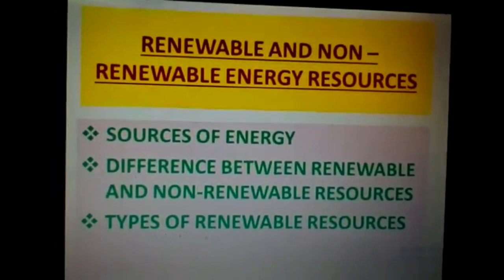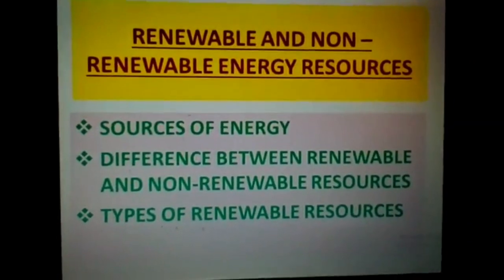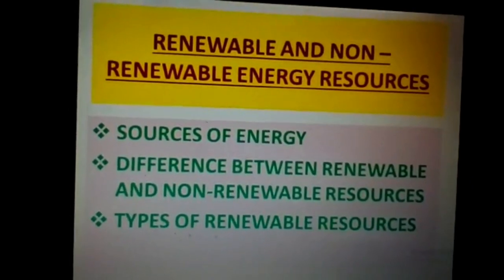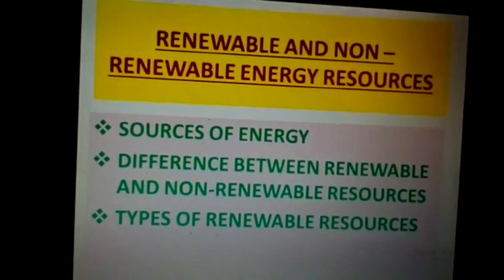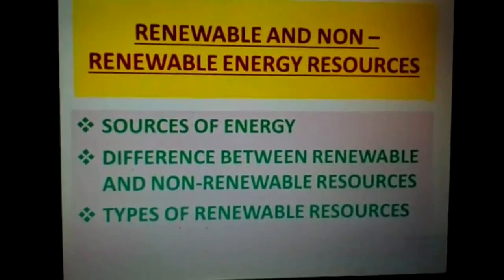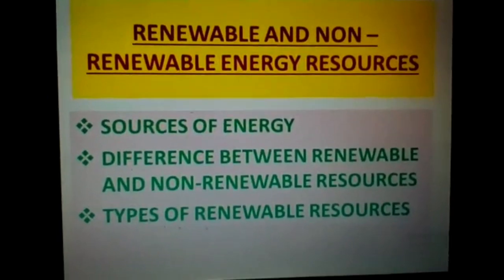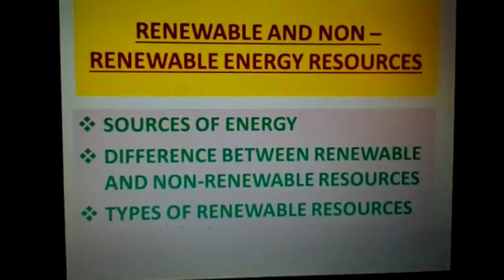Good afternoon, dear children. Today we will be starting with a new chapter, that is renewable and non-renewable energy resources. Now we need to understand all these terms before we start the chapter, that is the term renewable and the term resource.